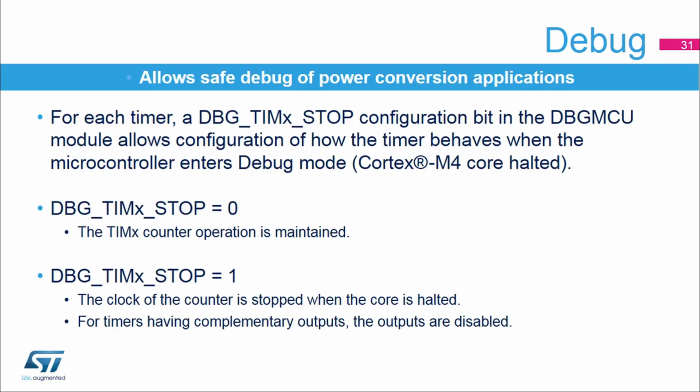The timer's state in debug mode can be configured with 1 configuration bit per timer. If the debug bit is set, the timer clock is maintained during a breakpoint. If the debug bit is set, the timer's counter is stopped as soon as the core is halted. Additionally, the outputs of the timers having complementary outputs are disabled and forced to an inactive state.